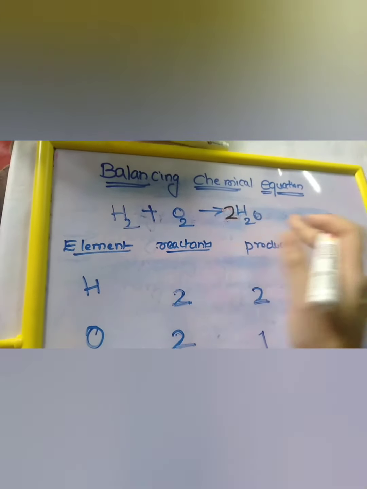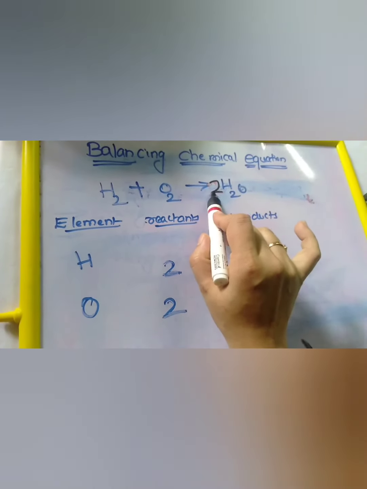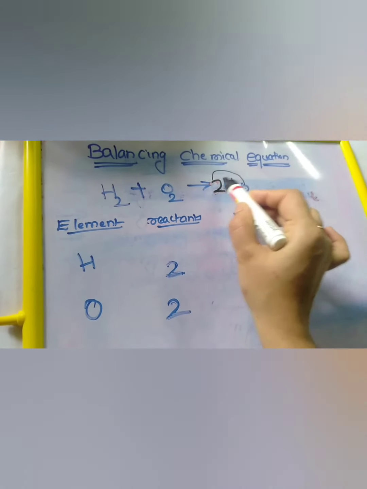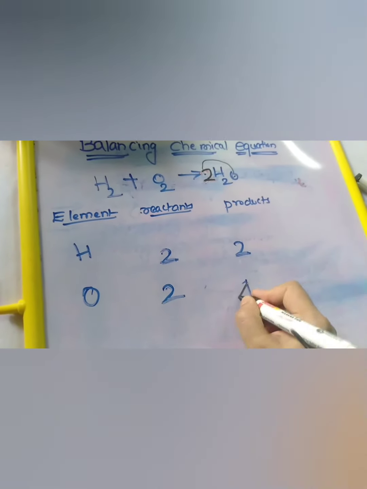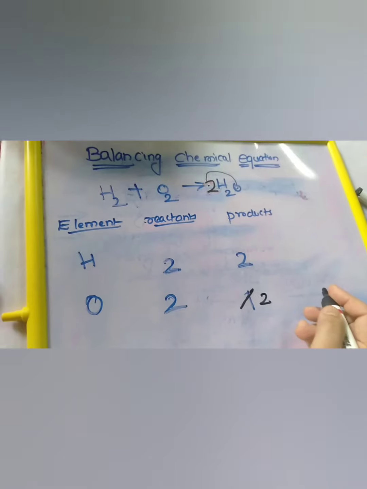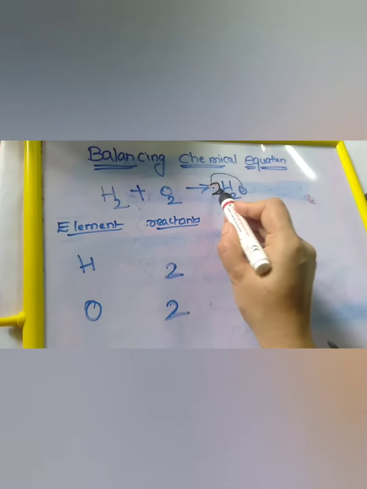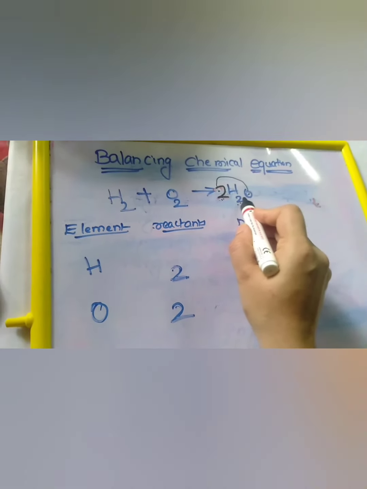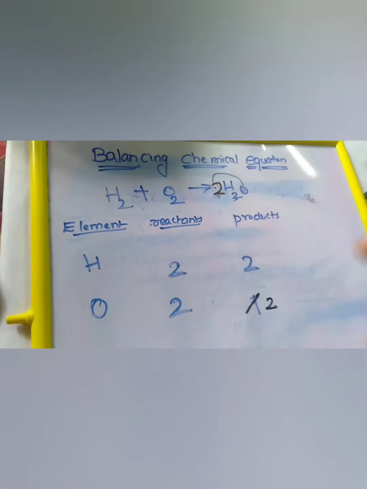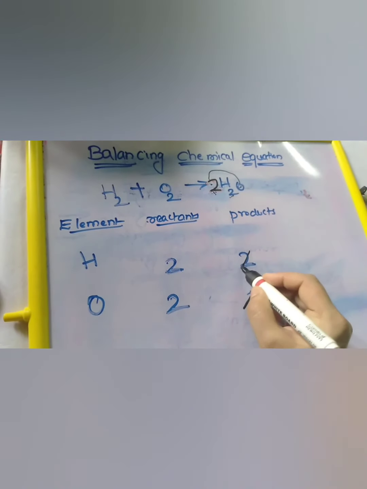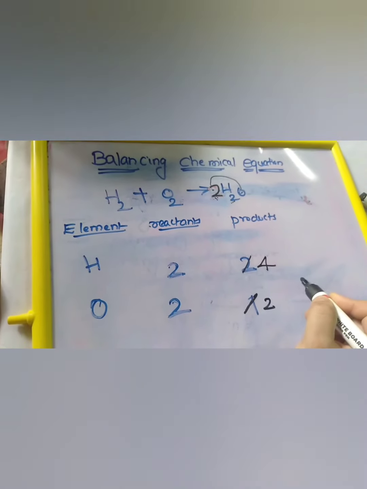Now let us see here. I'm adding 2. As I added 2, now this becomes 2O. This is 2 now. We'll cut and write down 2. But what about H? H has also changed. 2 into 2, H has now become 4. 2 into 2 is how much? It is 4. In the product side, the value of H is changed. Now it is 4. Okay.